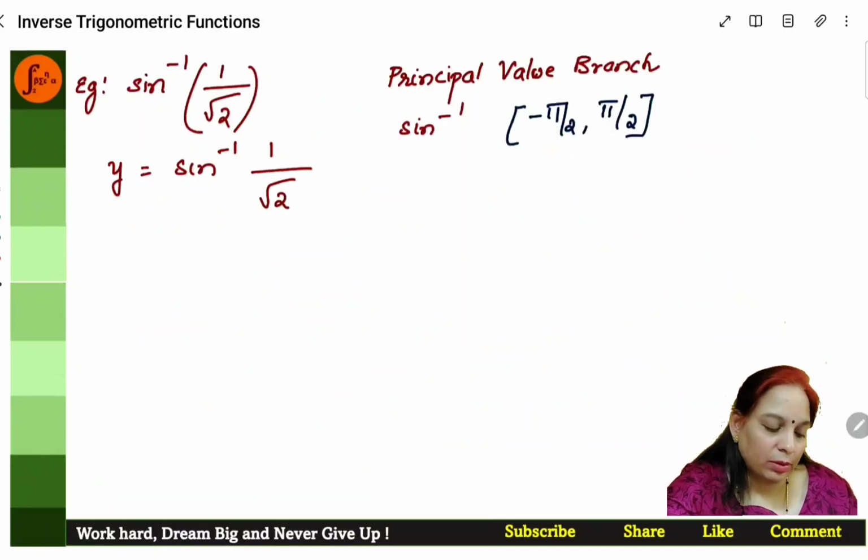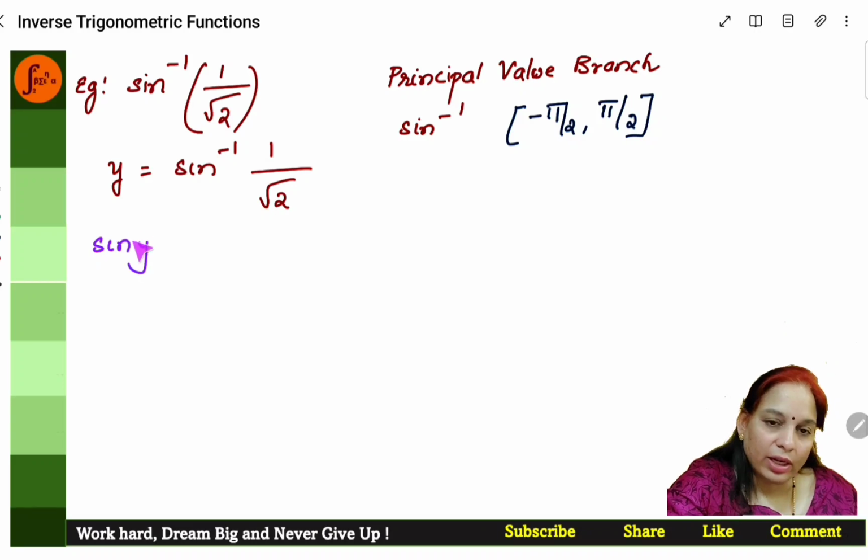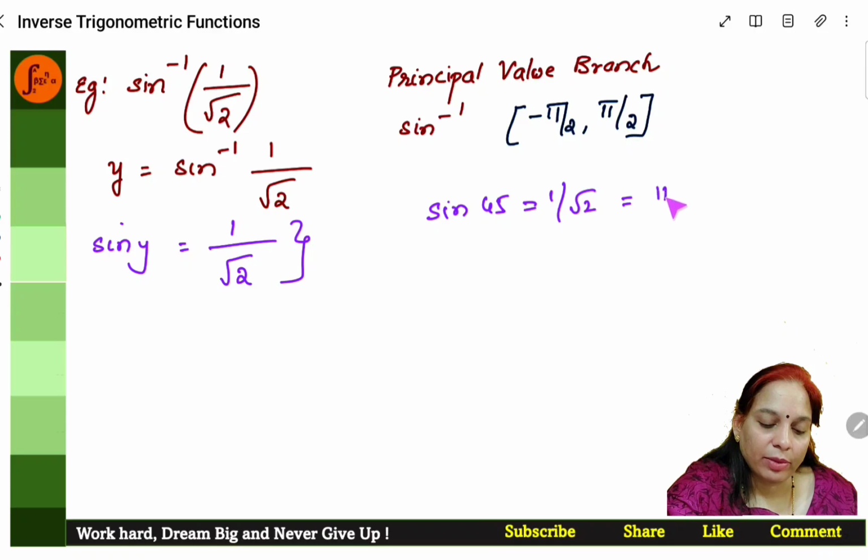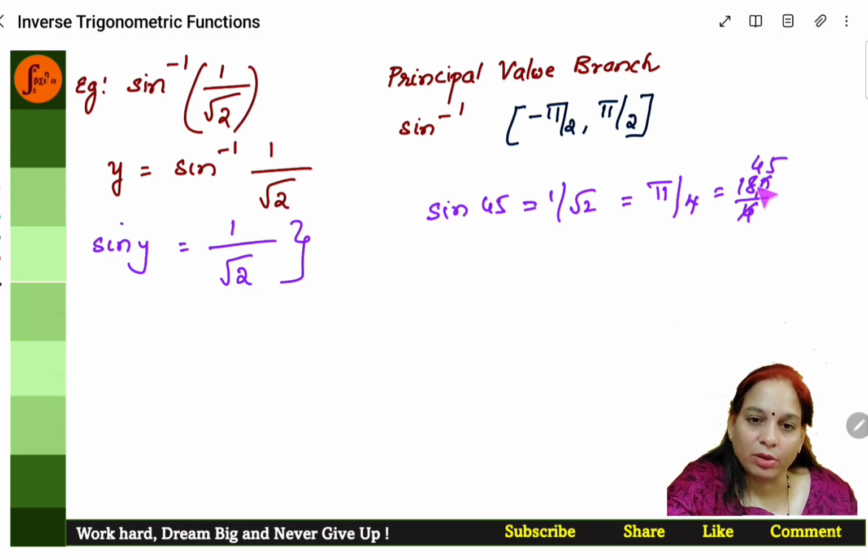Now, let's take another problem. Let's find sine inverse of 1 by root 2. You assign this to y. Y is equal to sine inverse of 1 by root 2, which means sine y is equal to 1 by root 2. Now what is 1 by root 2? In the trigonometric chart, sine 45 degrees is 1 by root 2. 45 degrees is pi by 4, which is 180 by 4.